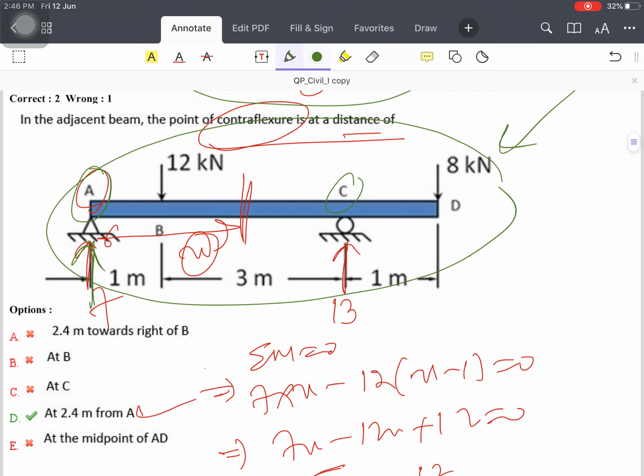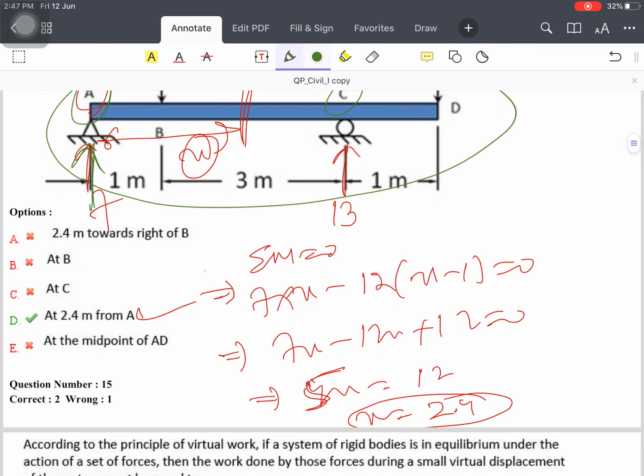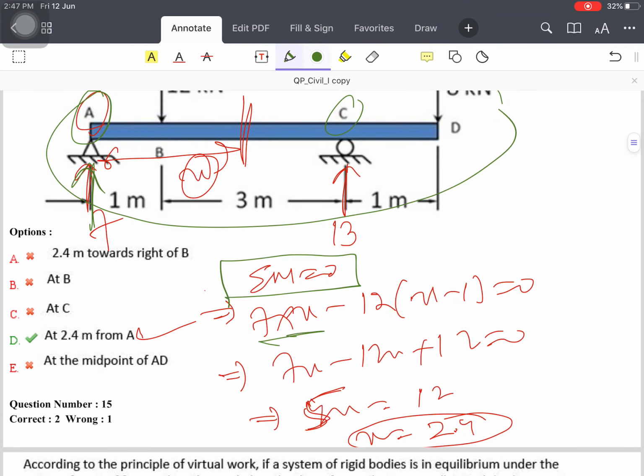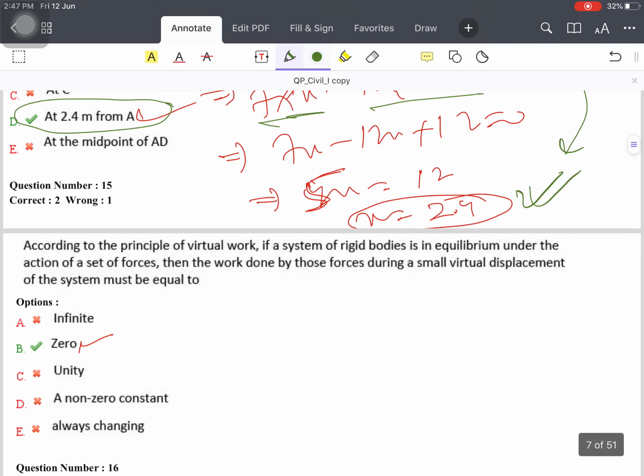Next question. In the adjacent beam, the point of contraflexure is at a distance of. Point of contraflexure means where the bending moment changes sign or equals 0. Summation of moment equals 0: 7 into X minus 12 into (X minus 1) equals 0. From this equation, we find X equals 2.4 from A. This is the distance from A where the bending moment will be 0, that is known as the point of contraflexure.